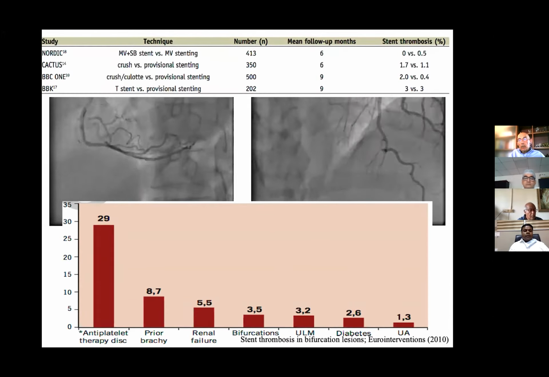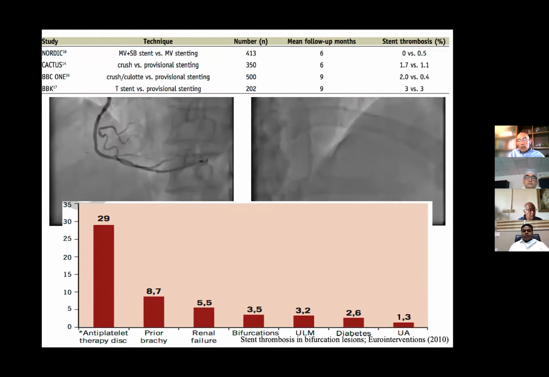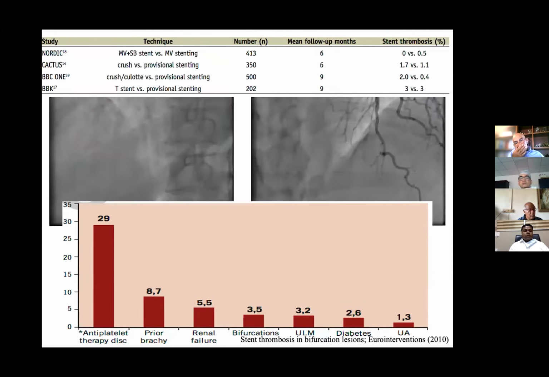From the various studies, the Nordic, Cactus, and BBC 1 studies, you can see the rate of stent thrombosis if you do bifurcation with various techniques would be at least more than 2%, and in this case, in trifurcation, it would be even more than that. So this patient was given a loading dose of ecosprin 325, prasugrel 60, and a maintenance dose of ecosprin 150 and prasugrel 10 milligram. So how long should this be given, when to switch, and which antiplatelet therapy has to be the next?